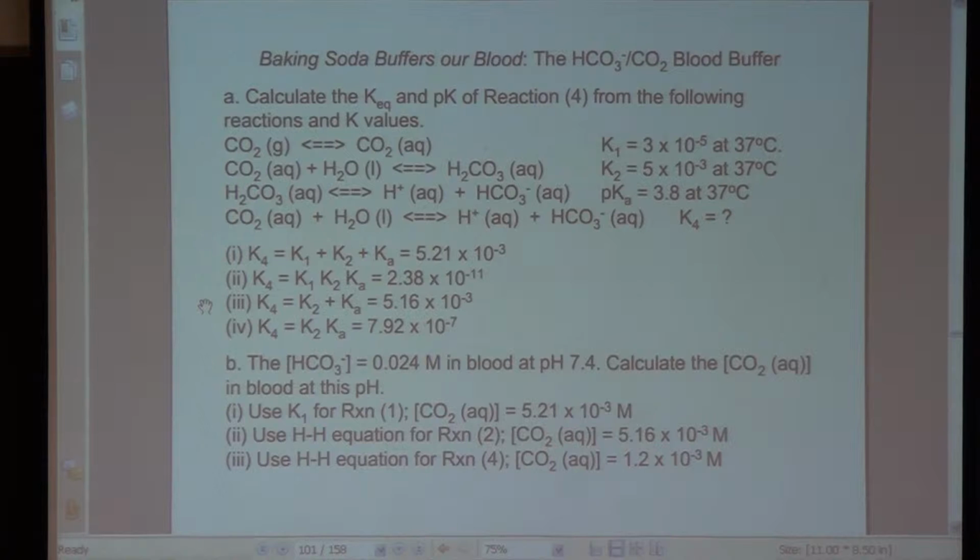Okay, so who thinks it's number 2? K4 equals K1 times K2 times Ka. Who thinks it's number 4? K4 equals K2 times Ka. So it looks like a few of you need more time.